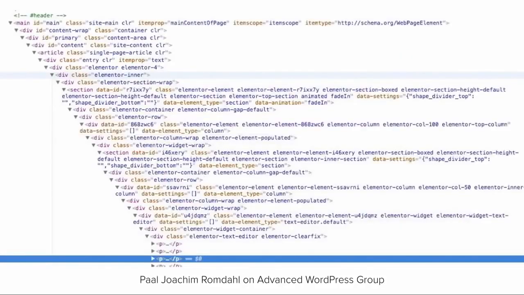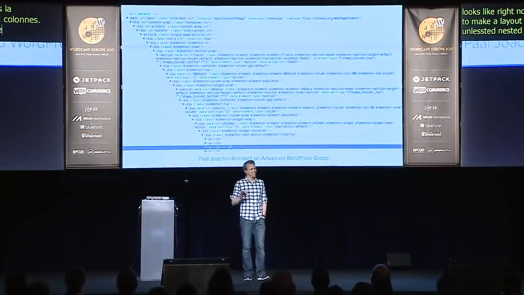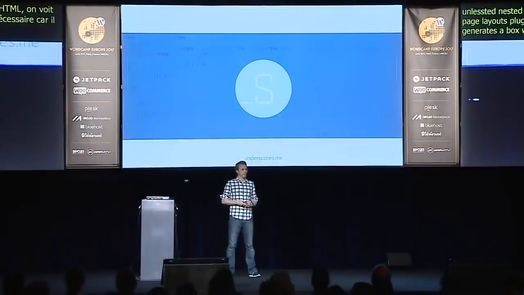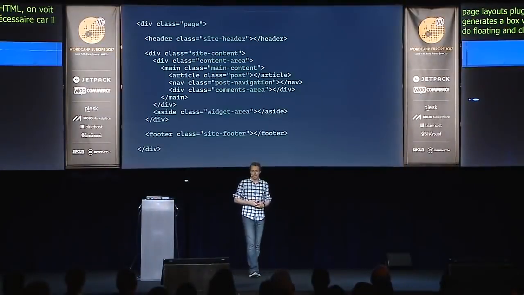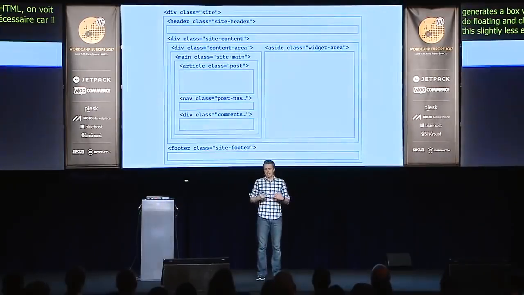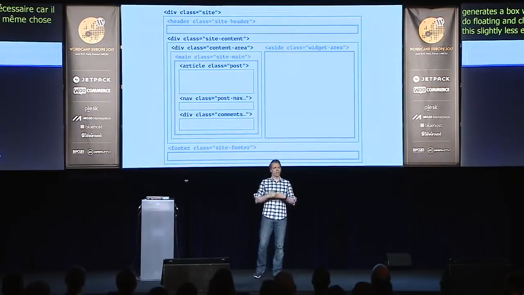This is WordPress theme builder plus some sort of page layouts plugin. I can tell you by looking at this HTML, all of this stuff generates a box with some content in it. But it's necessary because we have to do all this floating and clearing and nesting and nesting and nesting. Underscores does the same in the slightly less extreme version. When you look at the overall markup of underscores, there's a bunch of elements within underscores that are there solely for the purpose of layout.